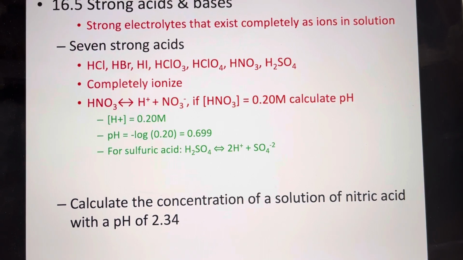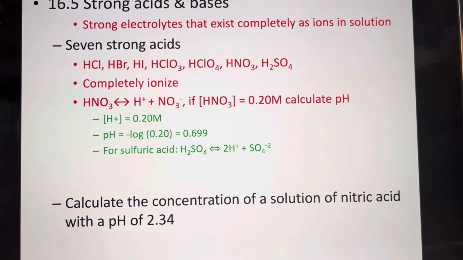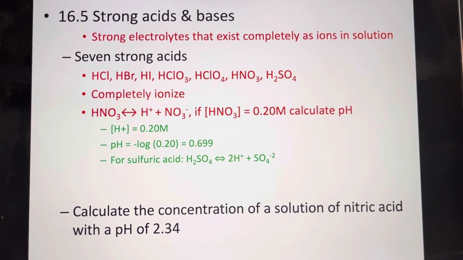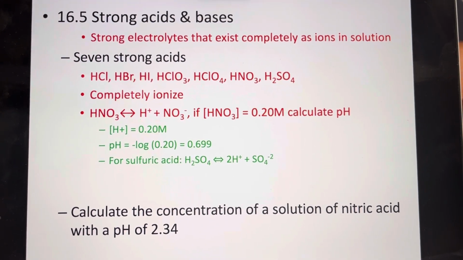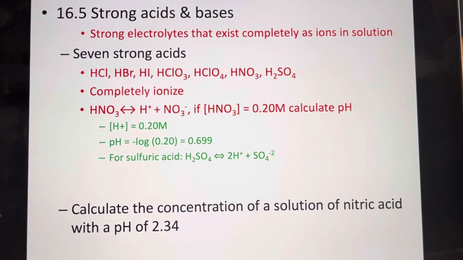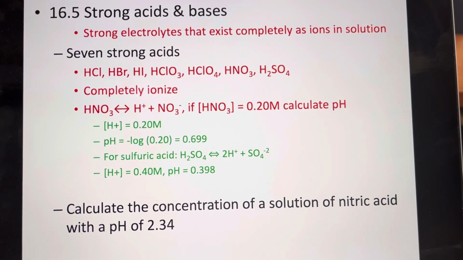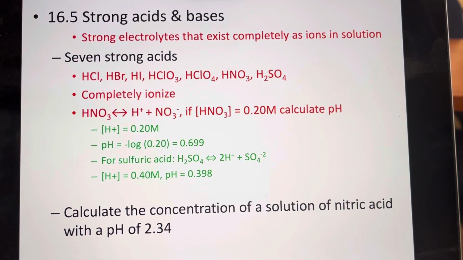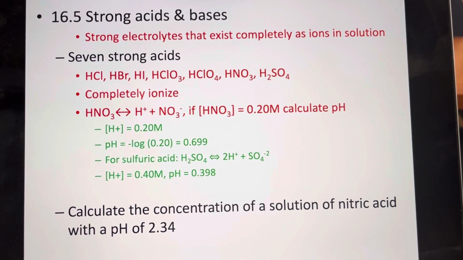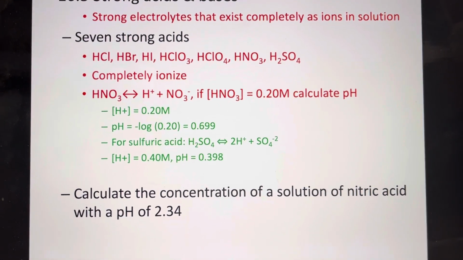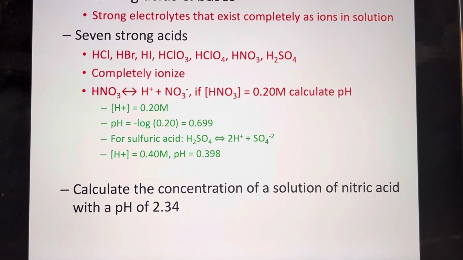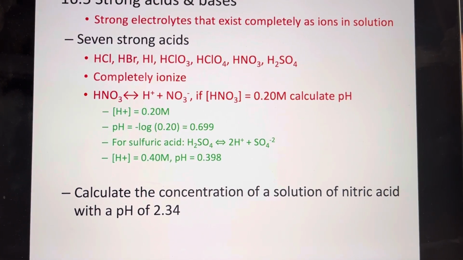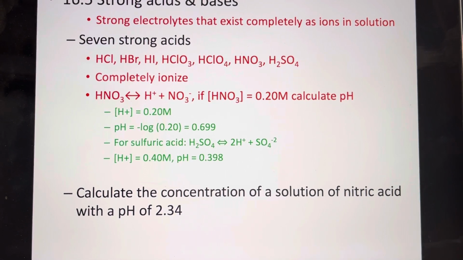Now, if we had sulfuric acid instead, when it completely dissociates, it's going to separate into 2 hydrogen ions and sulfate ion. So in that case, the hydrogen ion concentration is actually doubled. So if we had 0.2 molar sulfuric acid, the hydrogen ion concentration would be 0.4 molar because of the 2 hydrogen ions. And so plugging that into the negative log, that would give us a pH of the sulfuric acid of 0.398.